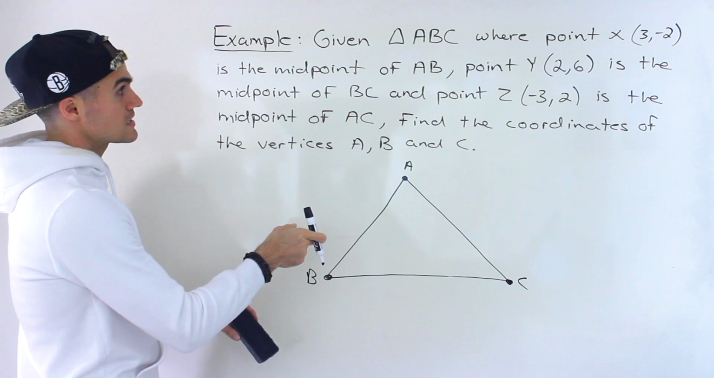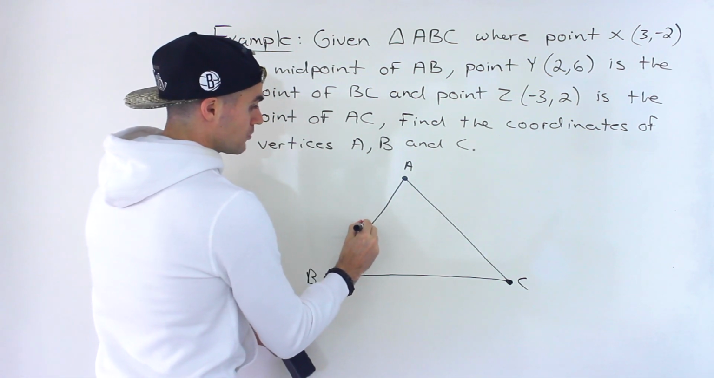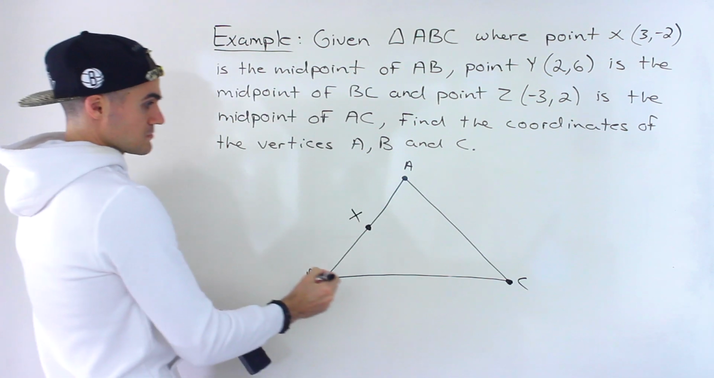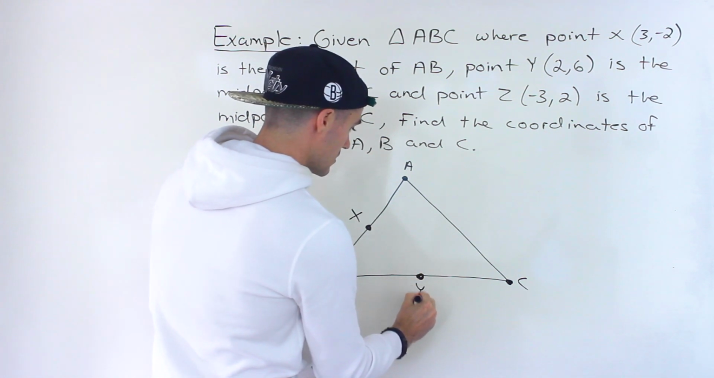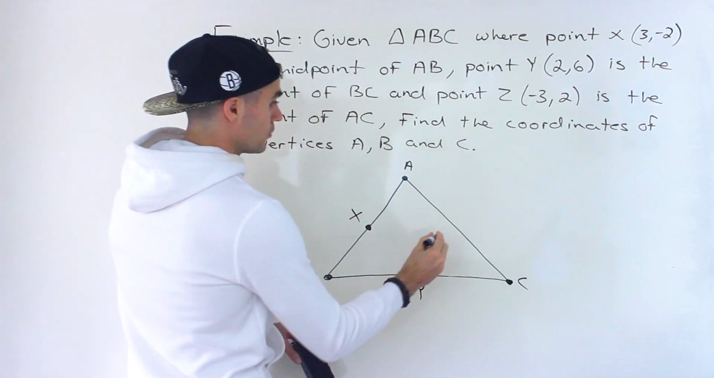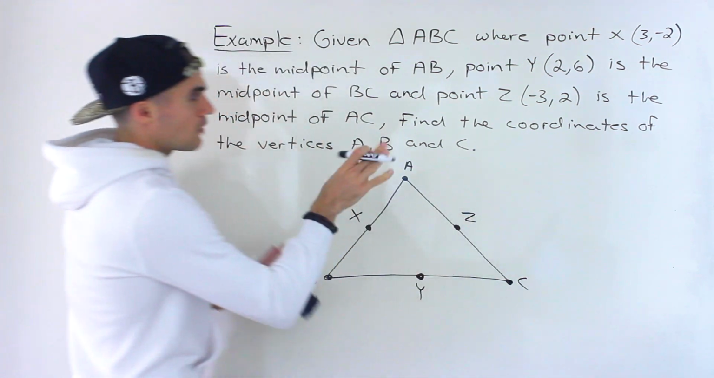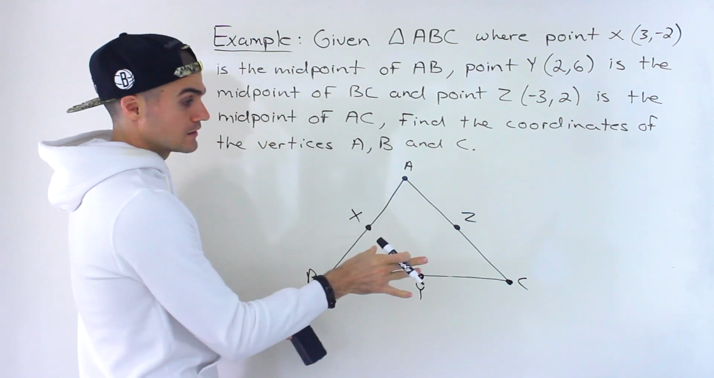So notice in this case we have X, which is the midpoint of AB, so I'll label this point here as X. And then we have point Y, which is the midpoint of BC, which would be over here. And then point Z is the midpoint of AC, which would be over here. All right, let's not worry about the coordinates for now. I'm just going to talk about some general properties for any triangle.